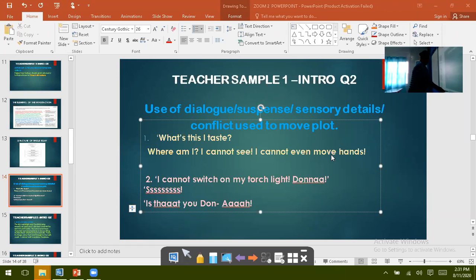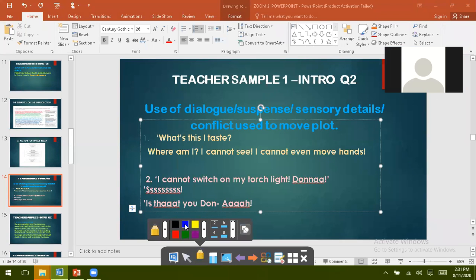So here, can you see my screen? Can you see the screen? Can you see what's on the board?